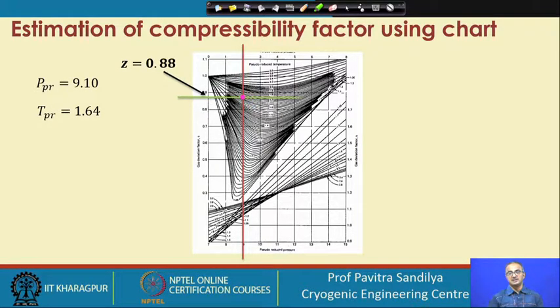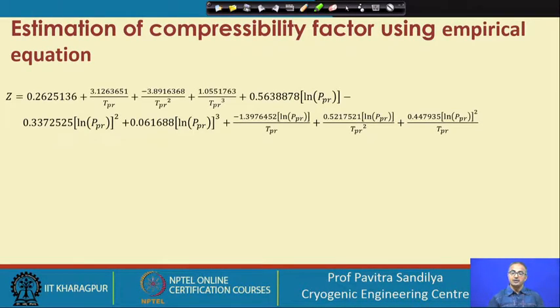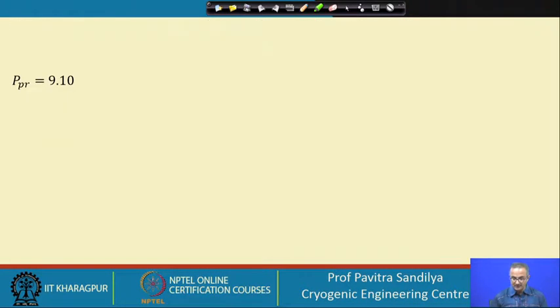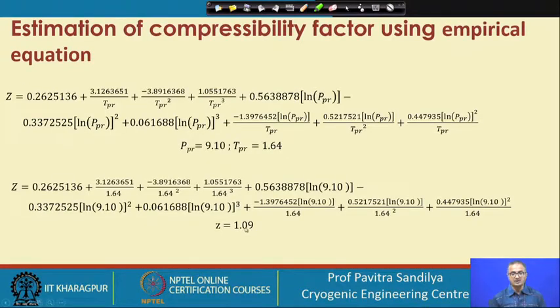As we learnt in our lecture, there are various ways of finding the compressibility factor. Another way is using some empirical equation, and this is one of the empirical equations which we considered in our lecture. There are various empirical relations possible. So in this equation we have the values of the pseudo reduced temperature and the pseudo reduced pressure, and we plug in the values of these, and we get the value of Z as 1.09.